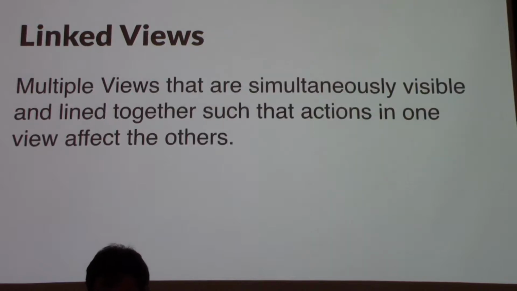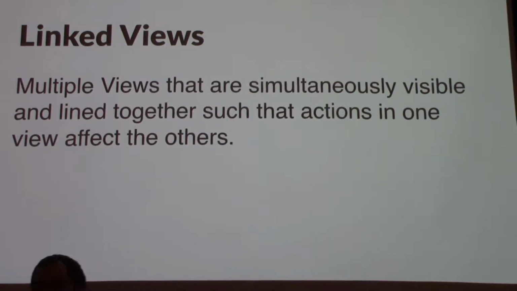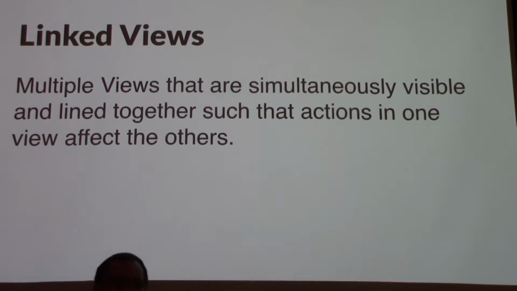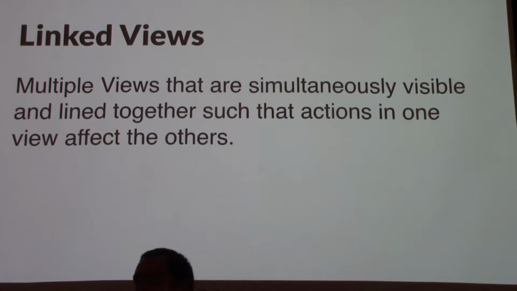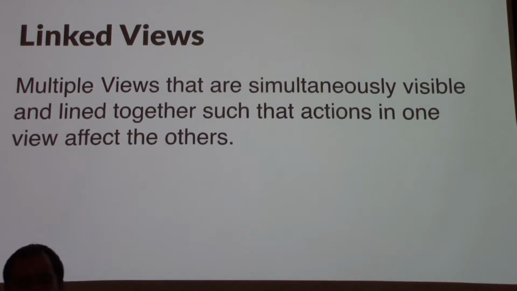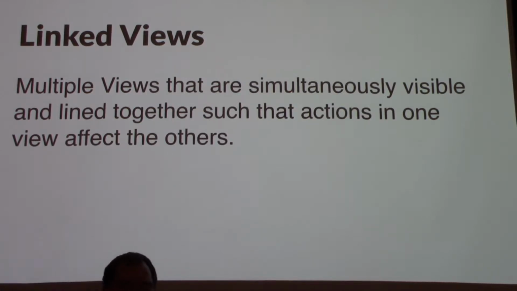Yeah, so this is kind of the most important thing. Linked views is really like, if I have these multiple views and I print them, they're next to each other. But if I use them in an interactive system, I can actually help people to understand the relationships between them by linking them. So multiple views that are simultaneously visible and linked together such that actions in one view affect the other, and particularly filtering and highlighting. So if I highlight one item in one view, it should also show up in the other view. And you've of course done this already in your homework.